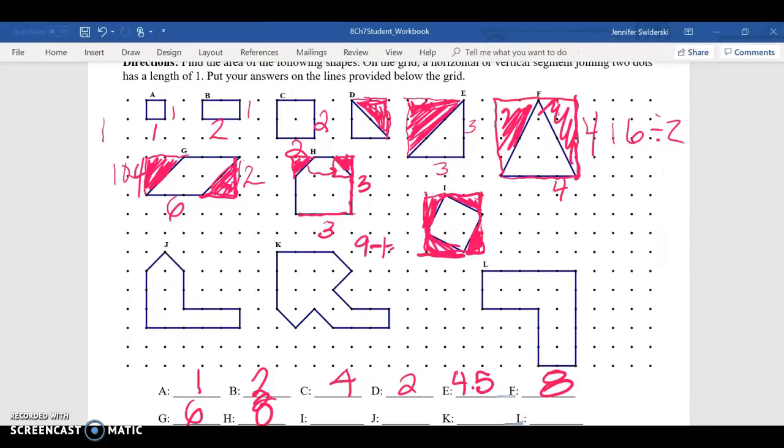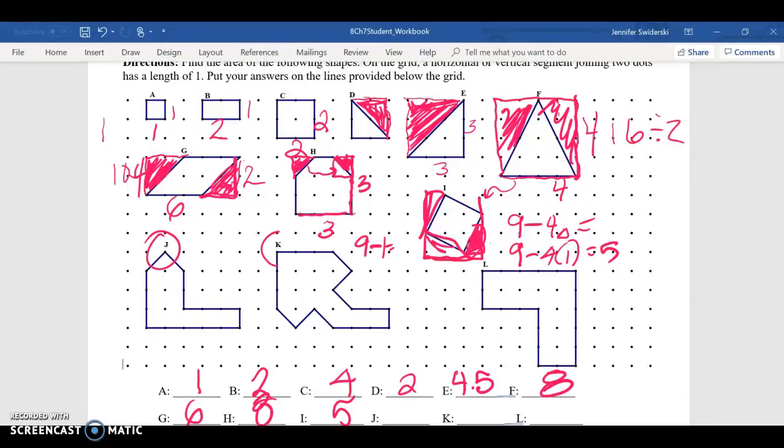I know this big square is 9 because a 3 by 3 is 9. And now I'm going to subtract the area of the 4 triangles. So here's one triangle up here. Ooh, this was another triangle up here. Okay, there was one down here and one to the side. Well, I know that each of those little triangles was 1, right? So 9 minus 4 by 1 is 5. So the area for I is 5.